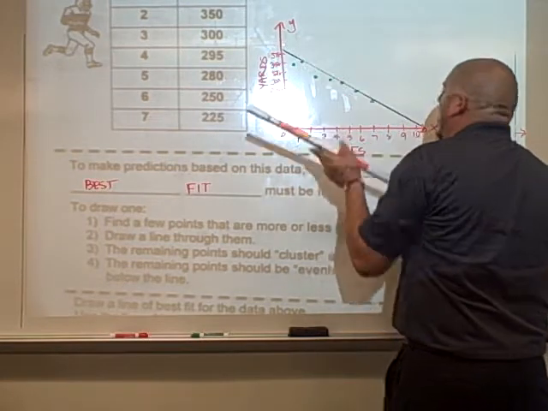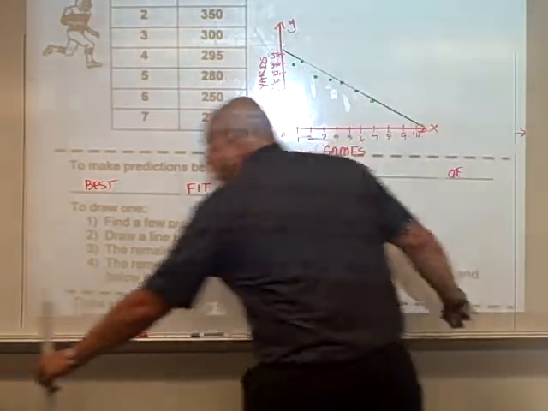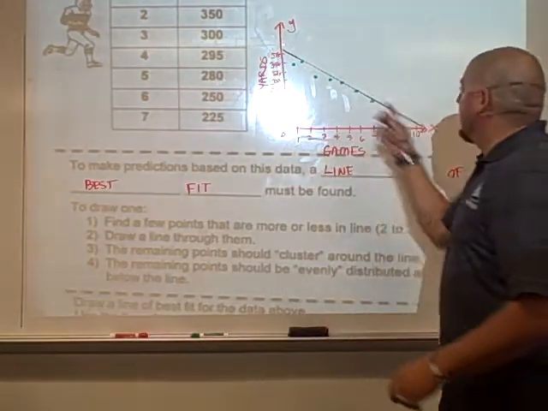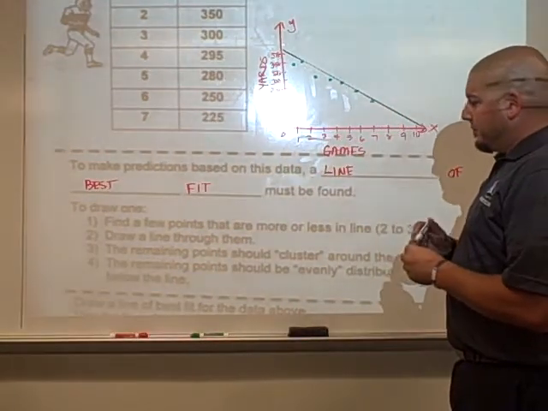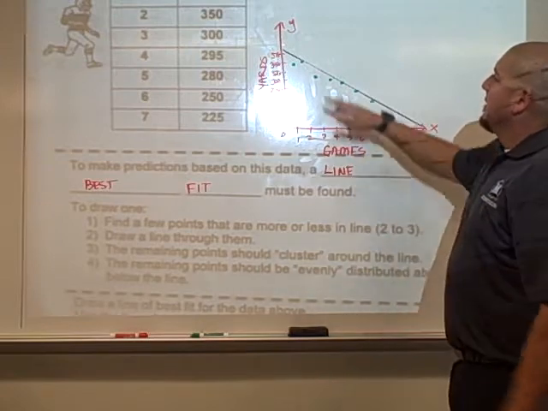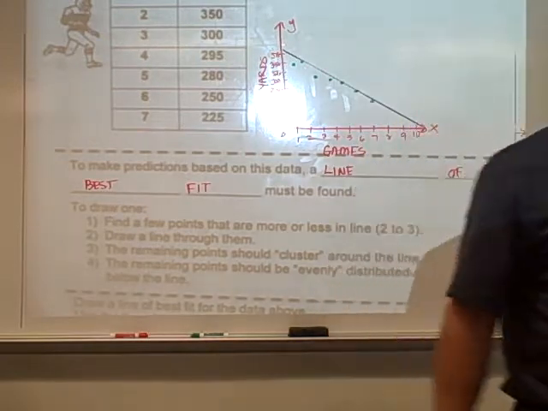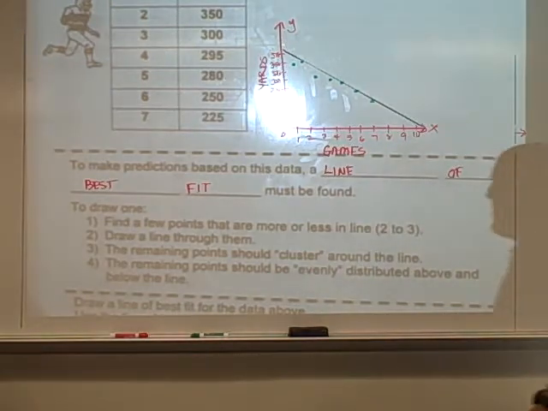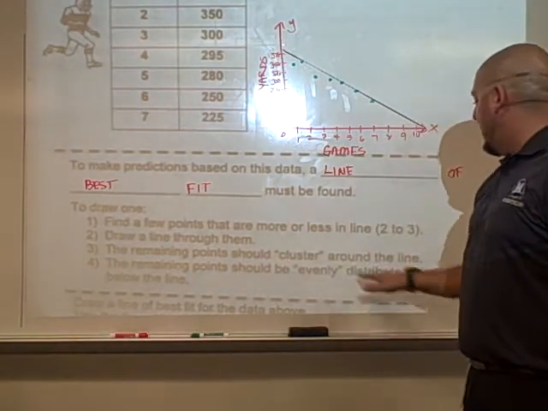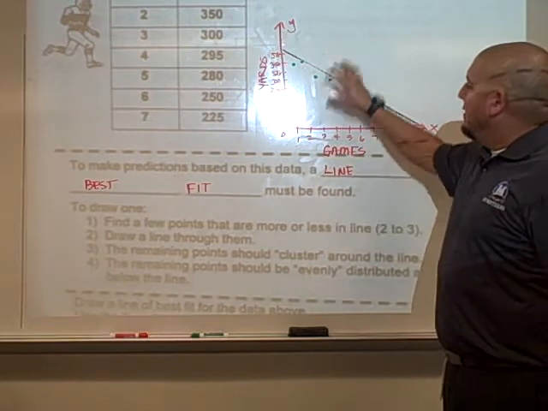And you really want to draw it all the way through your graph if you have a larger graph, okay? So just draw it all the way through. And now if you notice, I have 4 dots that are touching that line, okay? So the next step says the remaining points should cluster around the line. So I should have points that cluster around the line.